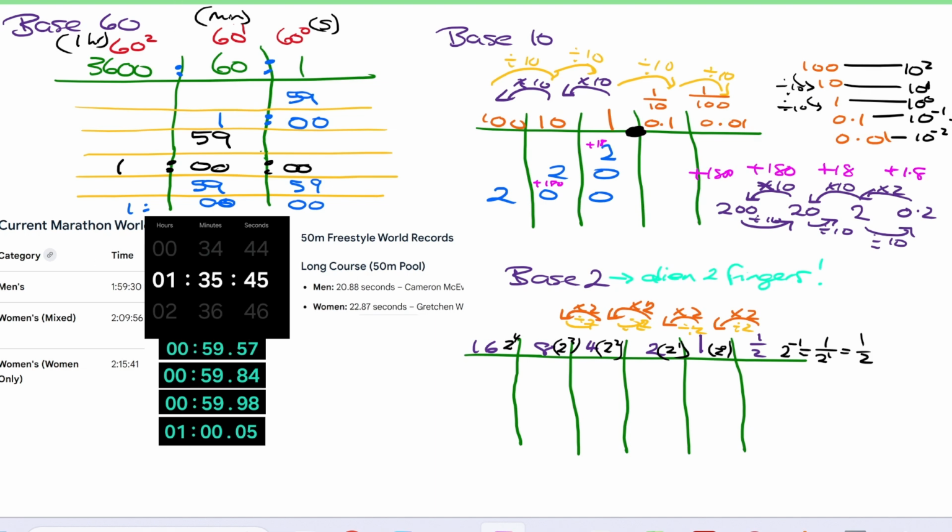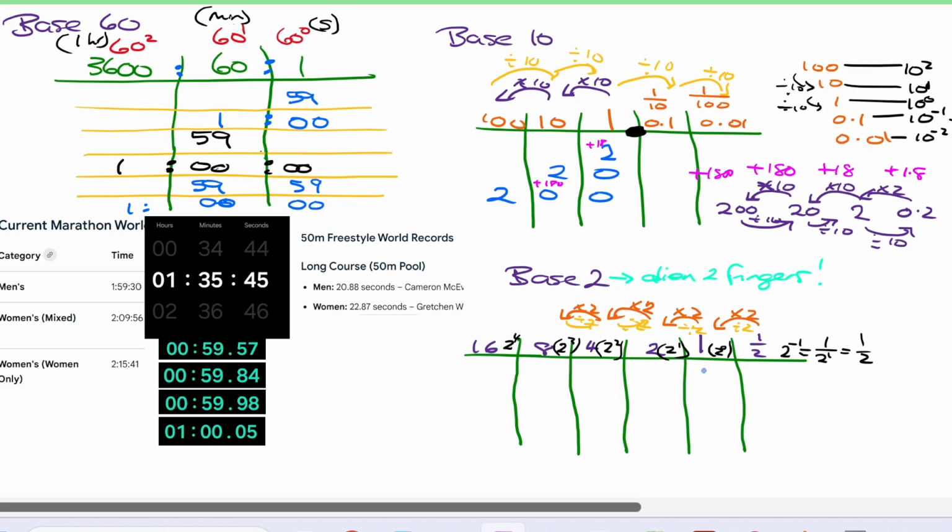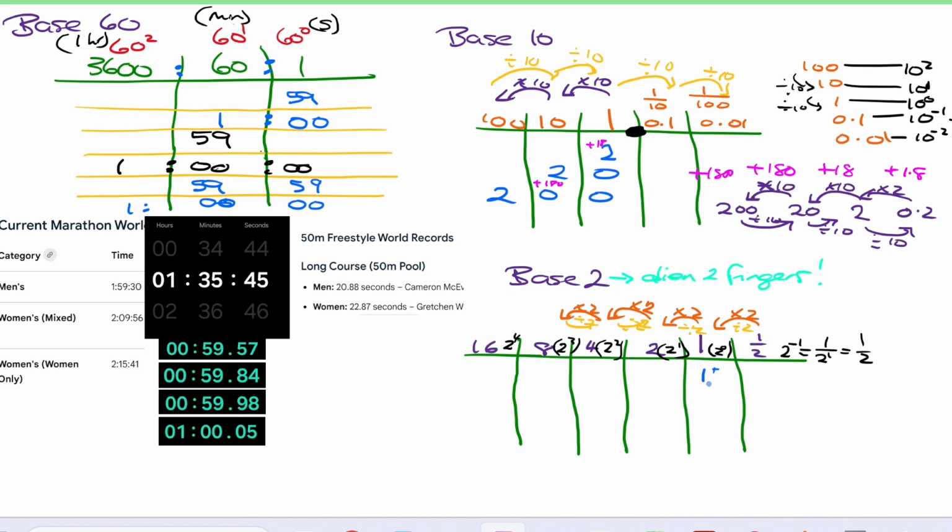So in the binary system, I can only have 1s and 0s. So if I put a 1 here and then I add another 1, this will go to a 0 and I will get that. So that is the binary version of 2. Let me put it here. So that's 2. Then if I add 1 more, I get 1, 1. That's what we would call 3 in base 10.